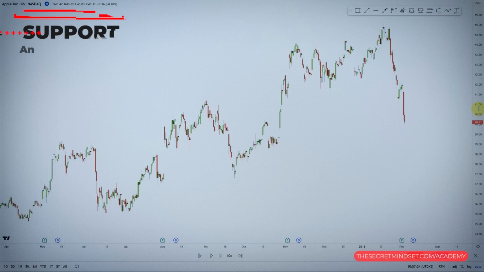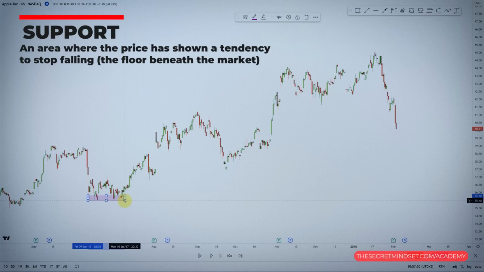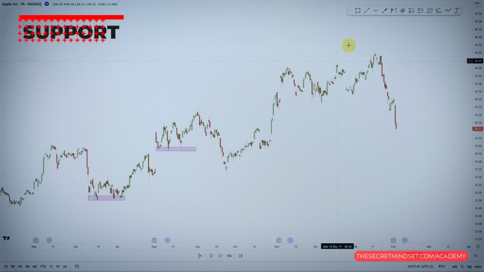Support and resistance is one of the most widely used concepts in technical analysis. Support is an area where the price has shown a tendency to stop falling. Think of support as the floor beneath the market. So why did this particular area become the floor?